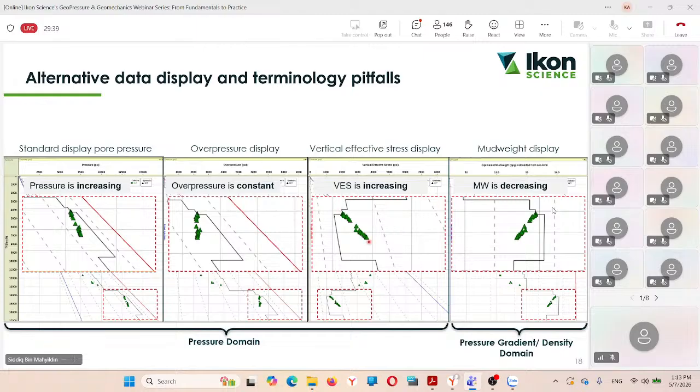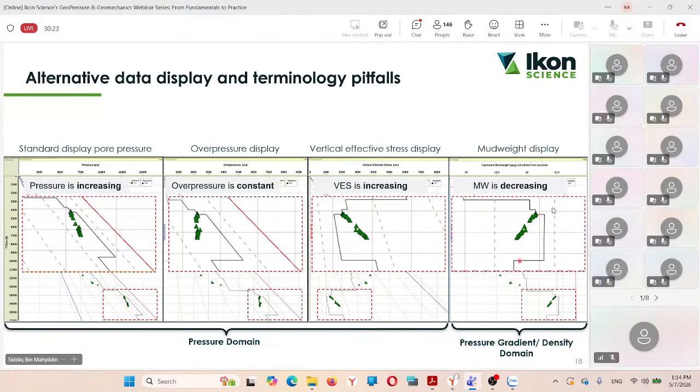When we talk about the vertical effective stress, this is the difference between the pressure and the vertical stress. In this case, the vertical effective is increasing because both the vertical stress and the pressure are increasing. You do not have to bother about this very much, because we're going to discuss more on this in the next webinar. And lastly is the mud weight display over here. Although our pressure is increasing, our mud weight is decreasing, because mud weight is a function of gradient. You can imagine it as the rate of pressure increase. Sometimes pressure is increasing, but the rate is decreasing. That's why you see the mud weight gradient decreasing like this.